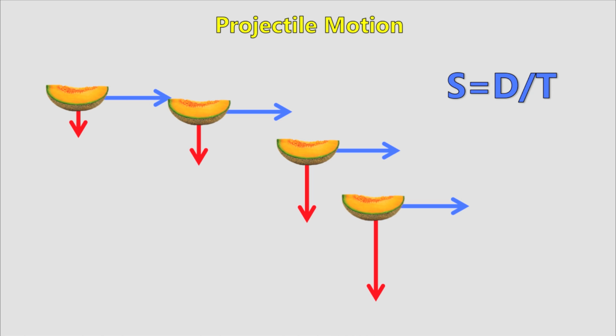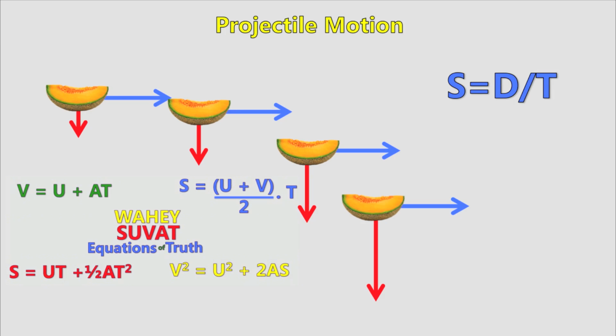Yeah, but for the vertical components, you will need the change in speed and everything like that. It means you will need to use SUVAT. Ta-da! The SUVAT equations of truth. Those 4 little ones there.